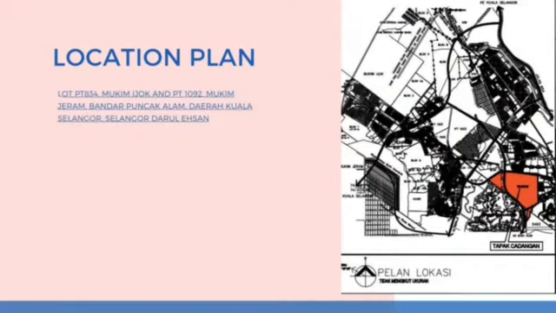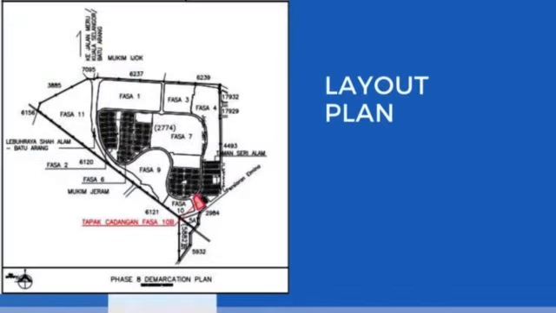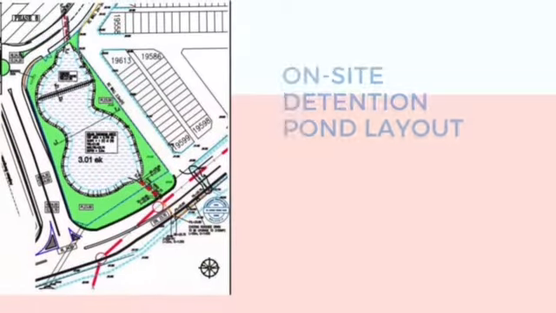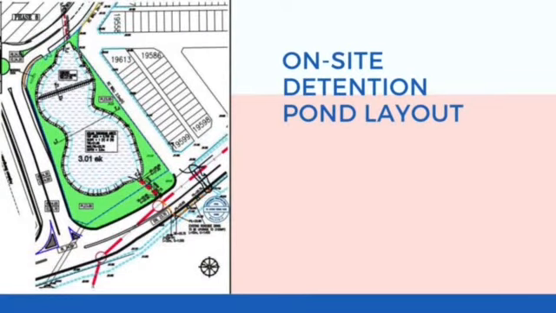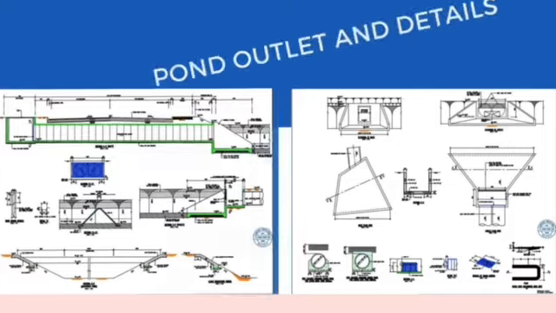Our site located at Lot PT 834 Mukim Ijok and PT 1092 Mukim Jeram, Bandar Puncak Alam, Daerah Kuala Selangor, Selangor Darul Ehsan. This is our layout plan. While this is on-site detention pond layout and this is pond outlet and its details. Next, Hazila and Sabiha will brief you in detail about our problem arise on this project.